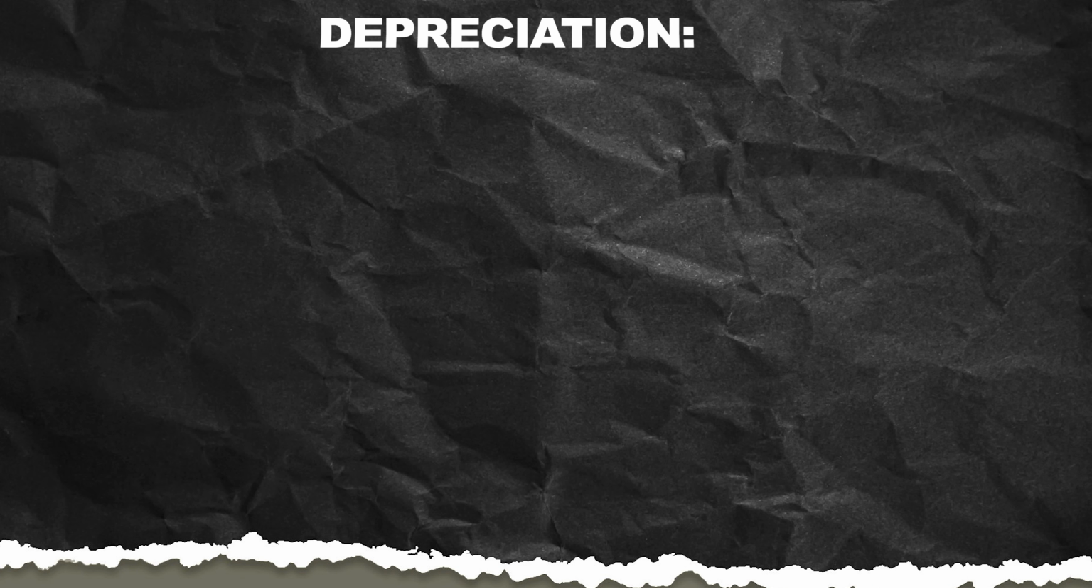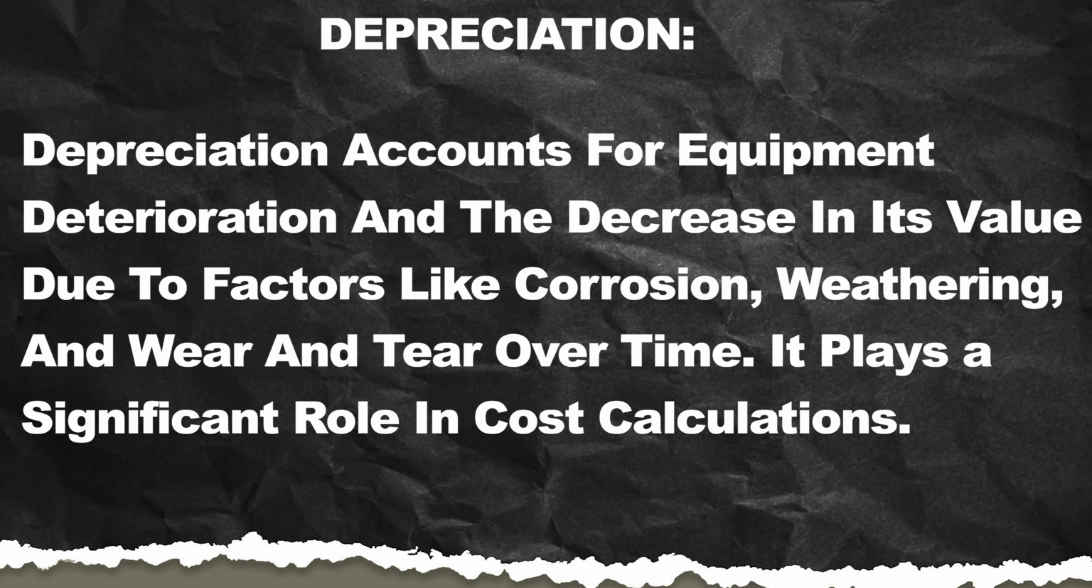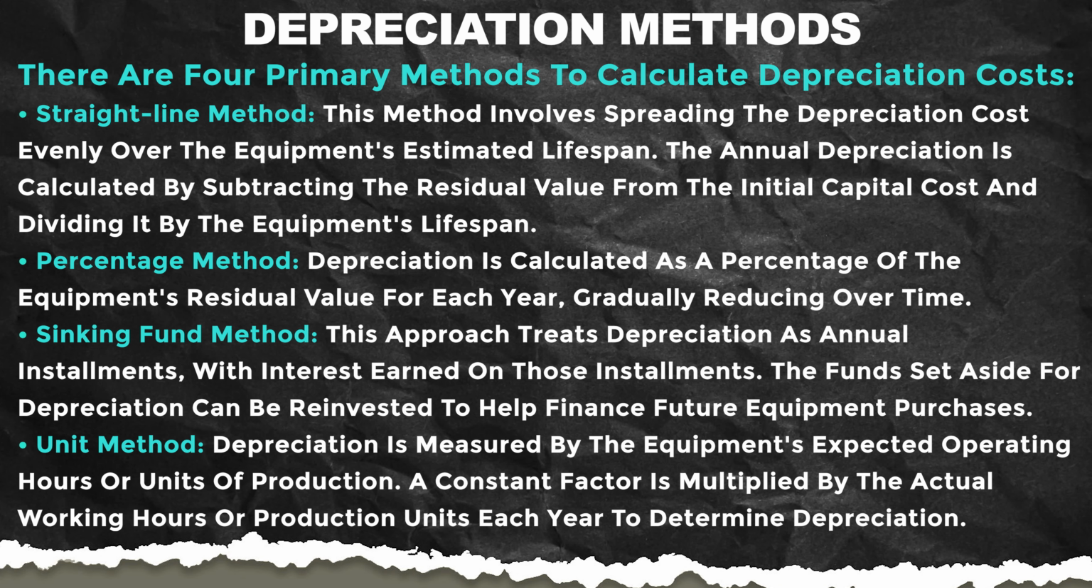After that, understanding depreciation. What is depreciation? Depreciation accounts for equipment deterioration and the decrease in its value due to factors like corrosion, weathering and wear and tear over time. It plays a significant role in cost calculation. So, for the depreciation method, there are four primary methods to calculate depreciation cost.